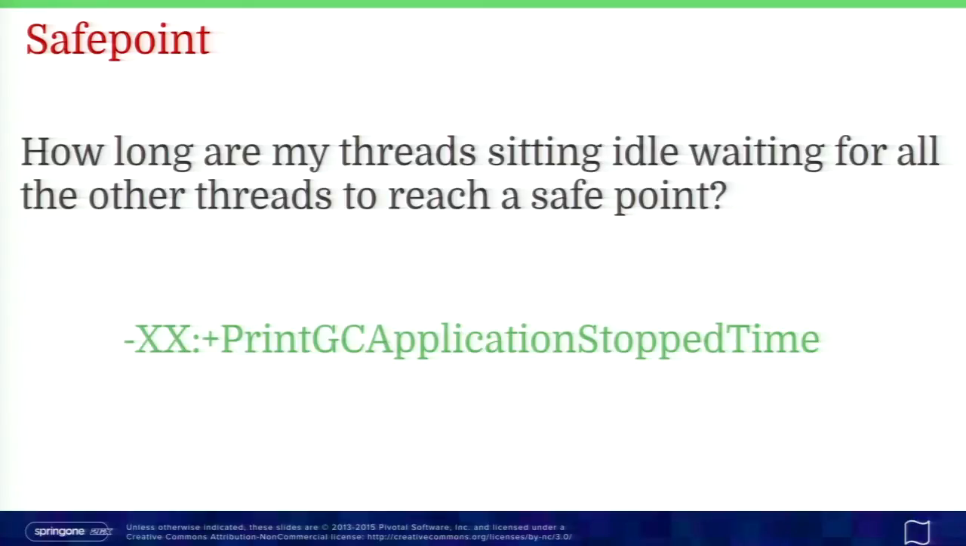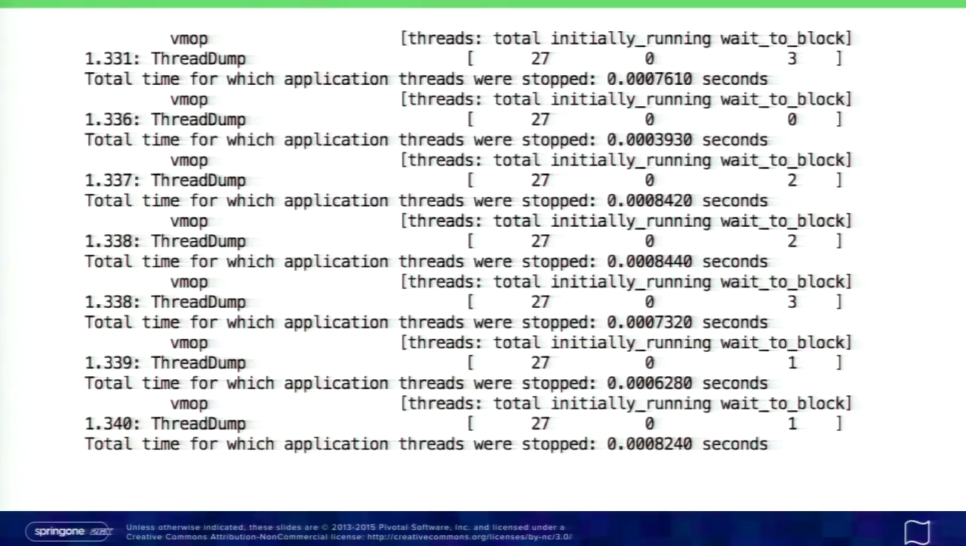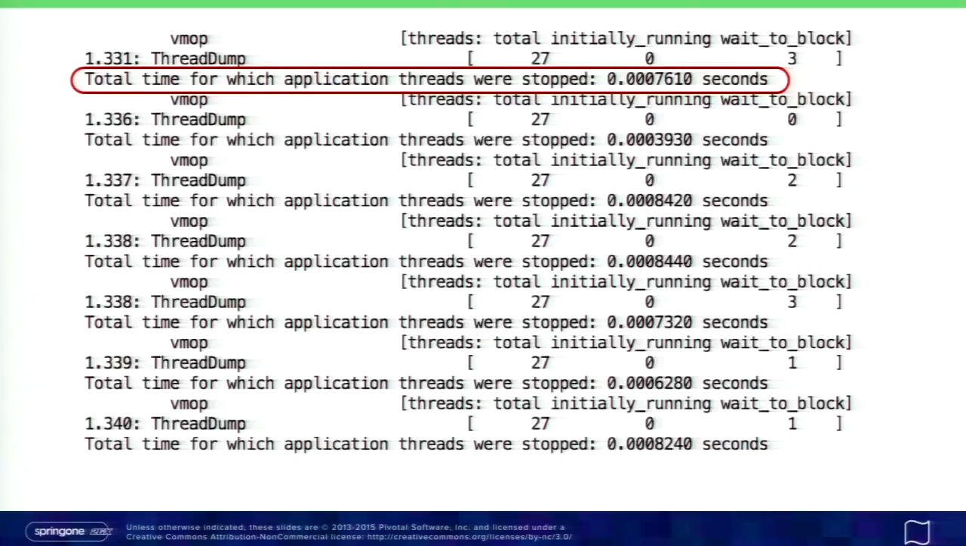So one thing you can turn on to check that is the PrintGCApplicationStoppedTime argument. And if you look at your logs, now you'll see these statements: total time for which application threads were stopped, and the amount of time in seconds.